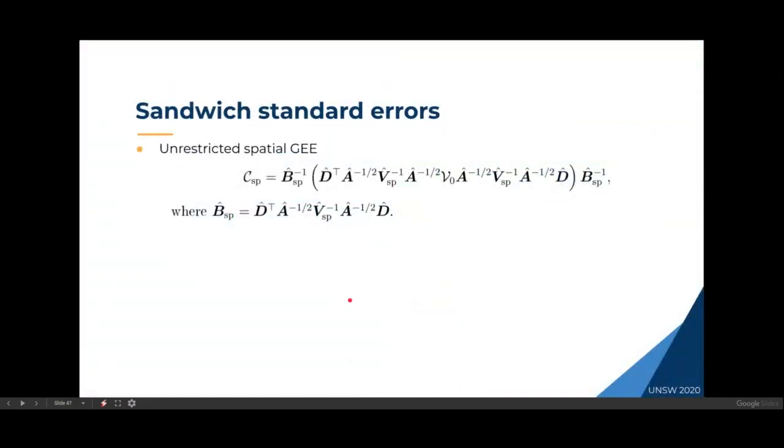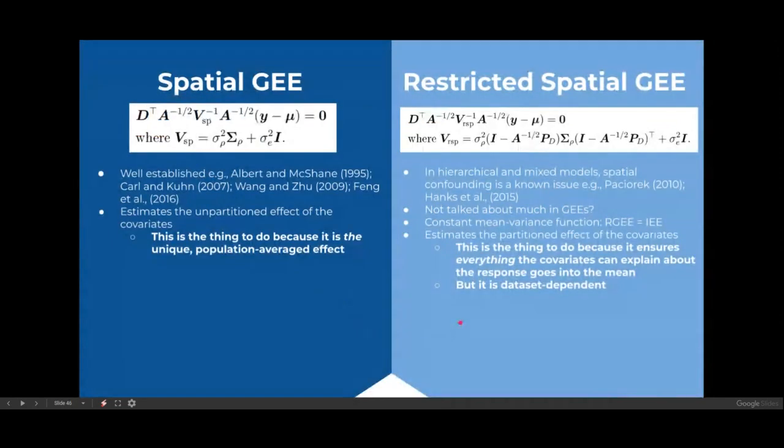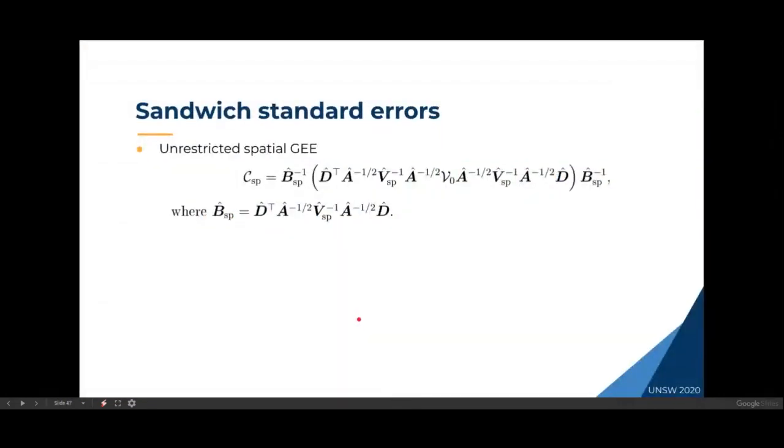So what I'm going to do on the next few slides, actually, I should say that this is pretty much all I wanted to talk about in terms of the working covariance and the interpretations of the two effects. What I want to do on the next few slides is talk a little bit about standard errors.